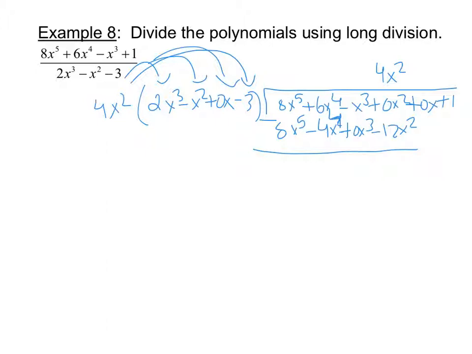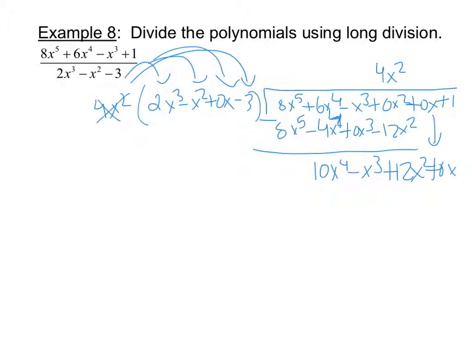8 minus 8 is 0. 6 minus negative 4 is 10x to the fourth. Negative x minus nothing, still negative x to the third. 0 minus negative 12 is positive 12x squared. Okay? Bring down that 0x, just the 0x. So you cross this off.